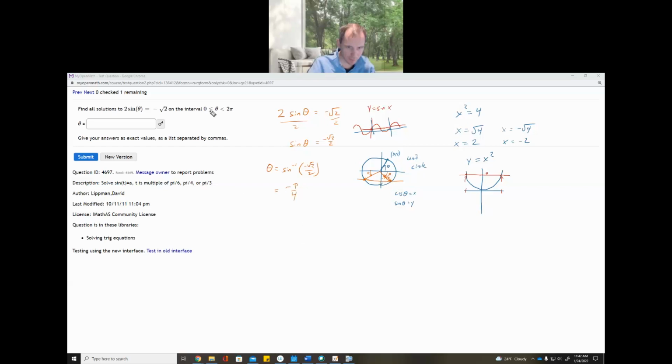Now, negative pi over 4 isn't in my correct range, right? What I did is I solved for and got this answer over here. But if I move over by a full period, I'll get this one over here. So I could also get a solution by adding 2 pi to it. 2 pi is 8 pi over 4. So negative pi plus 8 pi is 7 pi. Okay, so that gives me one of my solutions.